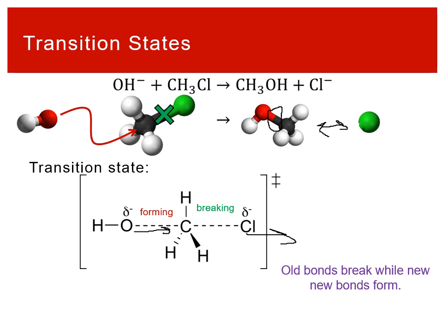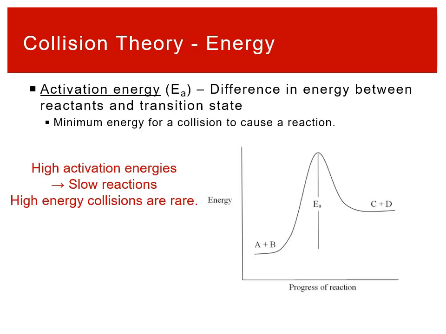This is not at all a stable molecule, but this is kind of the transition. You're moving from having the carbon-chlorine bond into having the carbon-oxygen bond. You'll note there's a double dagger out there. That is not two plus signs. That's called a double dagger. That means transition state. So that is our symbol for transition state.